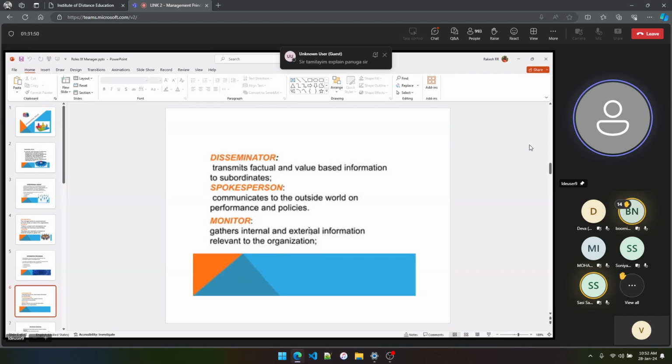So you should be in a position as a manager. If I have 10 people working in my team, I'm the person who has to speak and who can speak about how my people are working, how my policies are being followed, and how my people are performing inside. Then the monitor gathers internal and external information relevant to the organization. You should monitor everything happening around, whether the internal environment or the external environment. The manager's role is to monitor both sides and collect enough information about both.